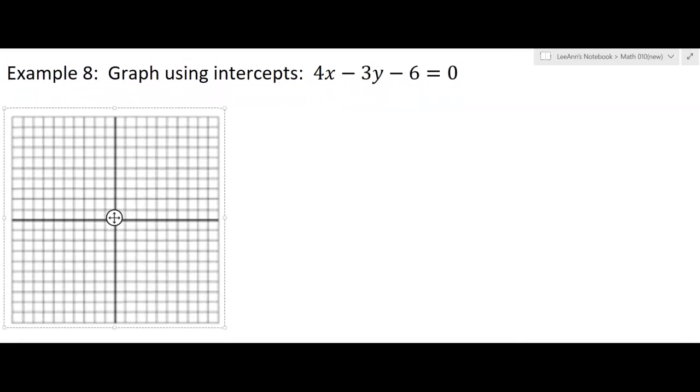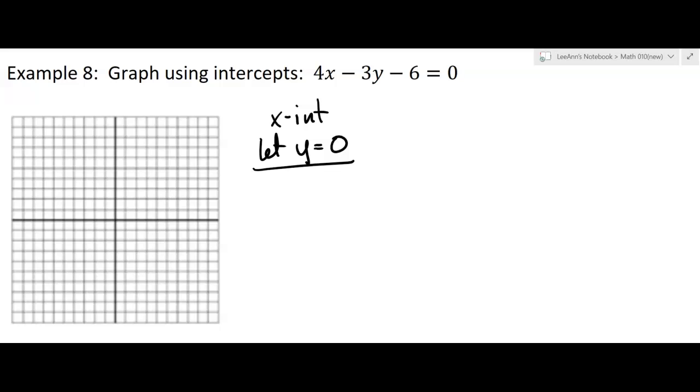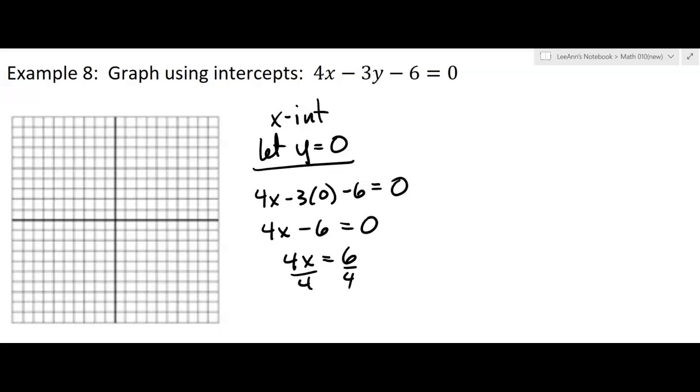So first I'm going to find the x-intercept. So that means I'm going to let y equal 0. When I do that, I get 4x minus 3 times 0 minus 6 equals 0. That's 4x minus 6 equals 0, because 3 times 0 is 0. Put the 6 on the other side, and you get 4x equals 6. Divide both sides by 4, and so you get x equals 3 over 2, or 1.5. So I can graph that on the x-axis. It's the x-intercept, and it's about right there.